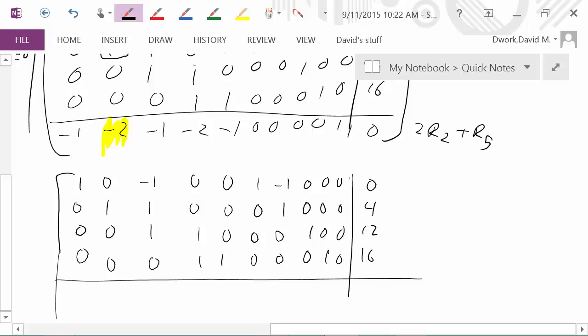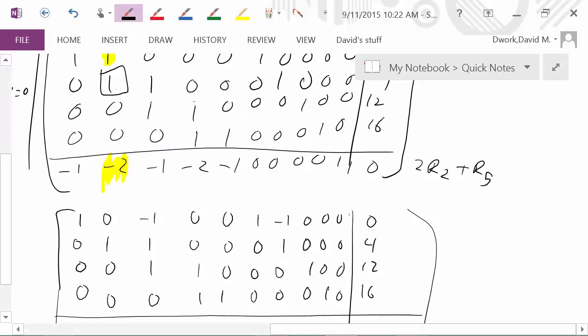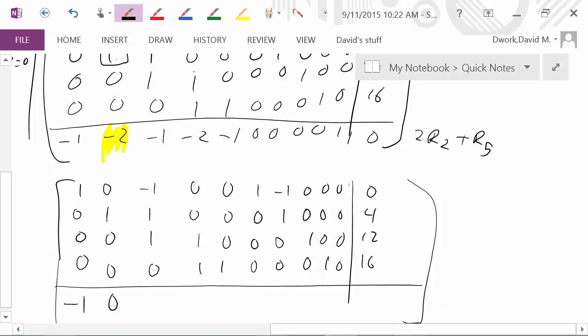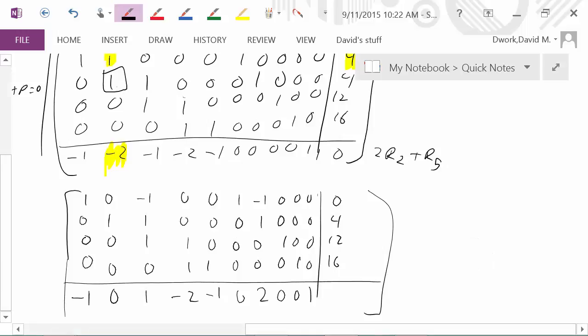Okay, what are we going to do here? Well, I needed to do 2 row 2's plus row 5. 2 row 2's: 2 times 0 is 0, plus a negative 1 makes negative 1. 2 times 1 makes 2, plus a negative 2 makes 0. And we will continue this. 2 minus 1 makes 1, negative 2, negative 1, 0, 2, 0, 0, 1, and 2 times 4 makes 8.